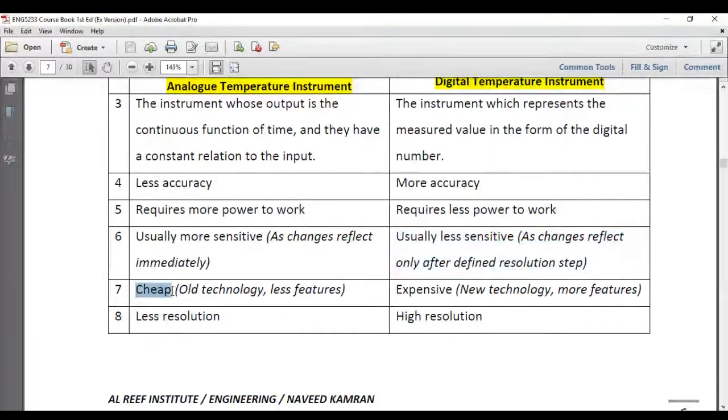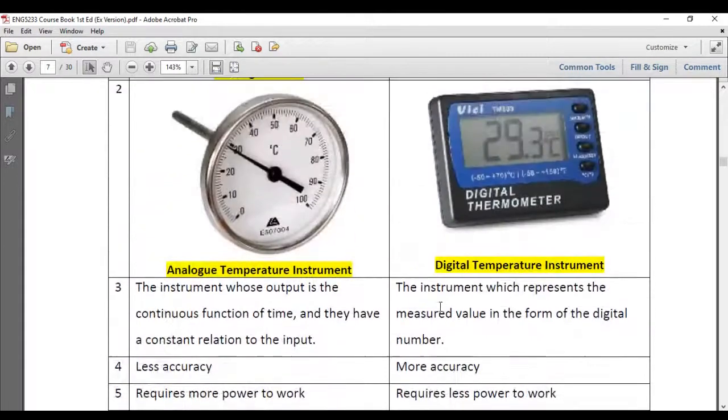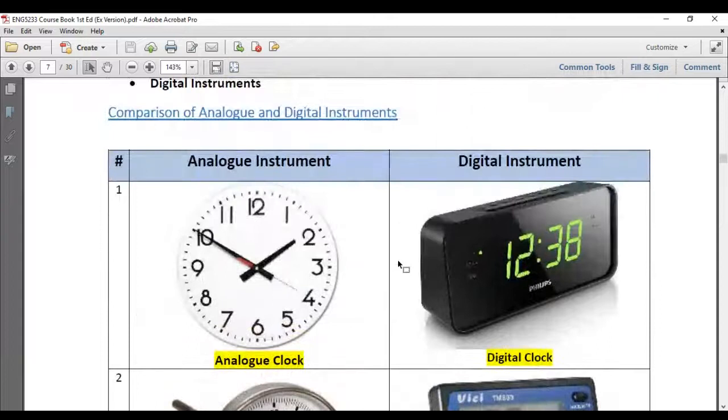So analog are cheap because they are old technology and they offer fewer features. Digital are expensive because they are new technology and they usually offer extra or additional features. So analog has less resolution and digital has high resolution. So that was the basic difference between analog and digital instrument. I will stop the session.